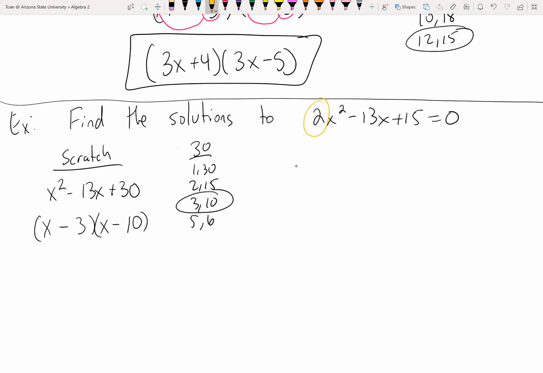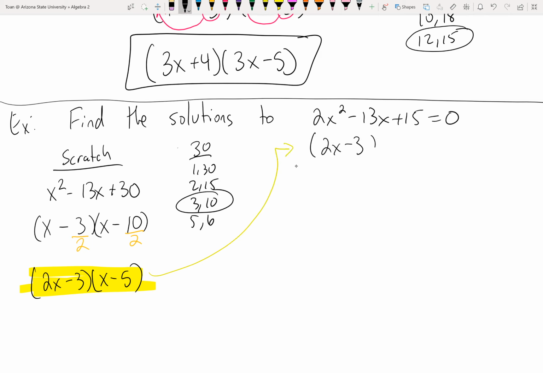The original coefficient was a 2, so I'm going to divide everything by 2 and reduce. 3 over 2 cannot be reduced, so I'm going to bring the 2 up in front. And then 10 over 2 can be reduced to a 5. So that's the factored form. So I'm just going to take this guy here and bring him over to this line. So then we get 2x minus 3, x minus 5 equals 0.